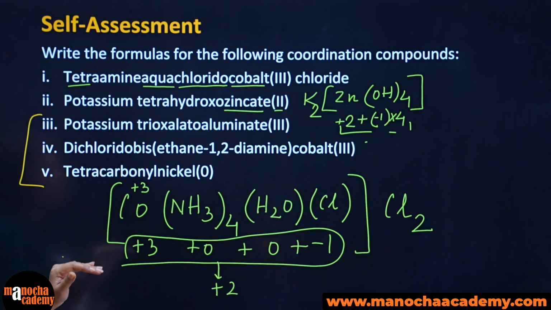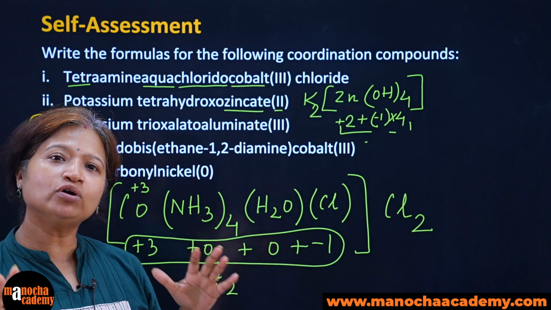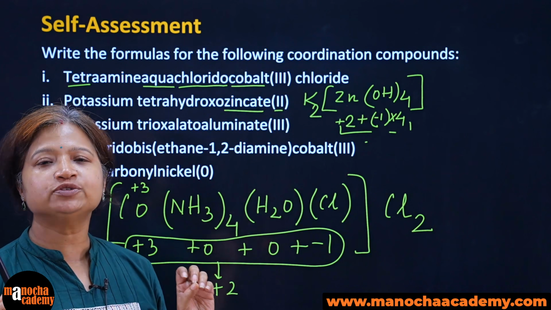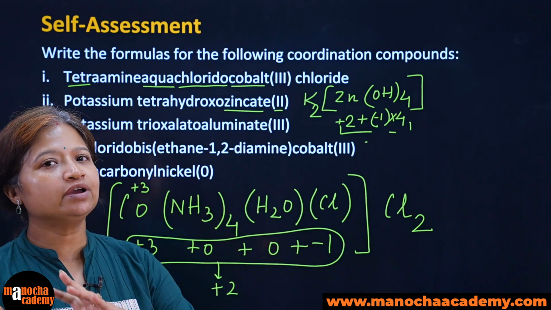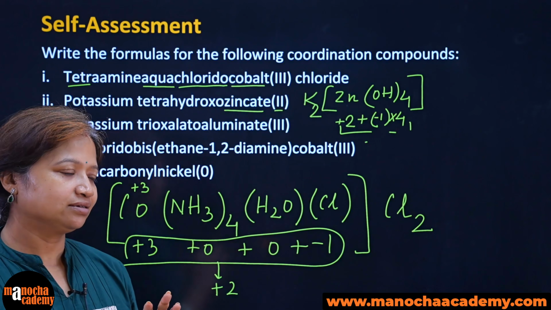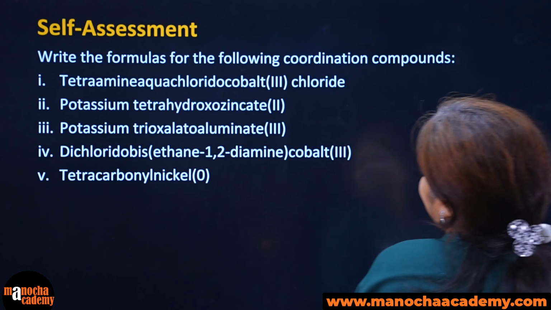This is the way we find out the number of counter ions present. From the total charge of the coordination sphere, that total charge will be equal to the ionization sphere total charge. Simple as that. Okay, so this you can do on your own. Next.